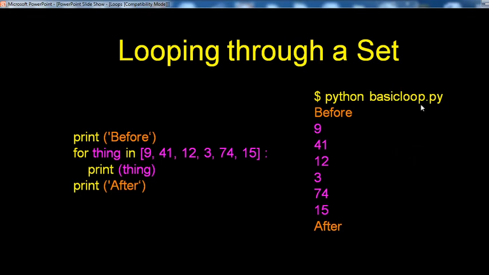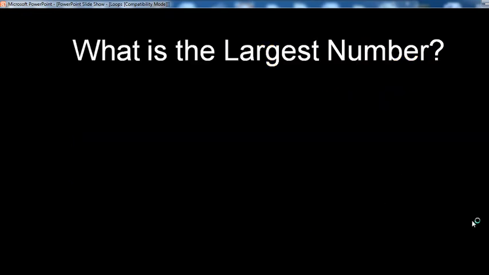after. Again using that basic loop.py program, this program displays before, then 9, 41, 12, 3, 74, 15 as it is in the output. For each thing, it automatically displays that particular value, between before and after.